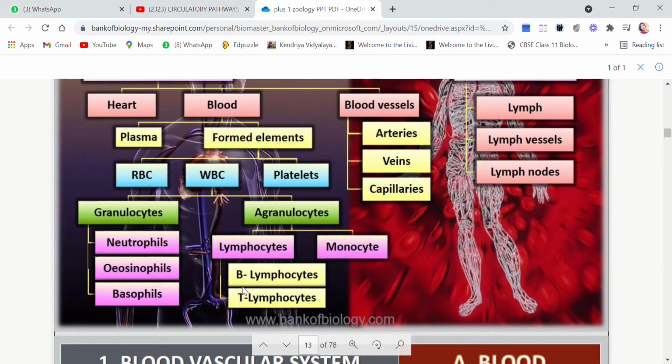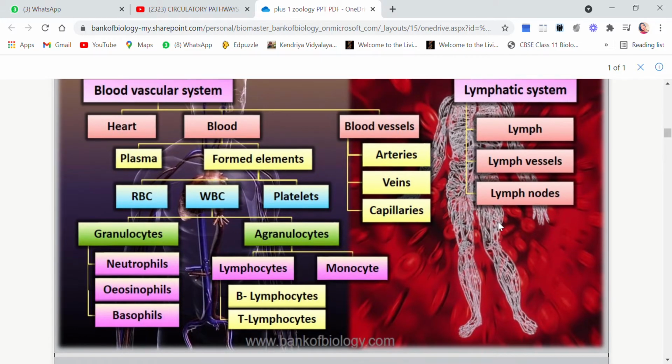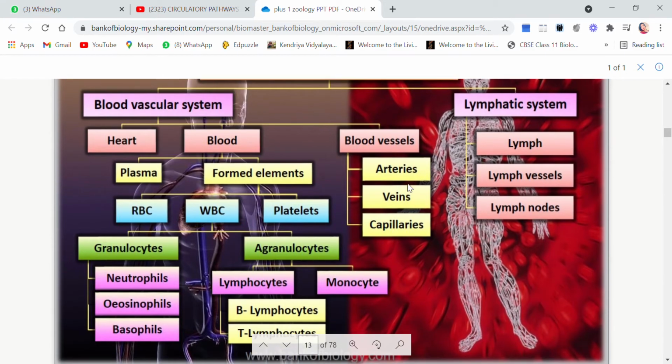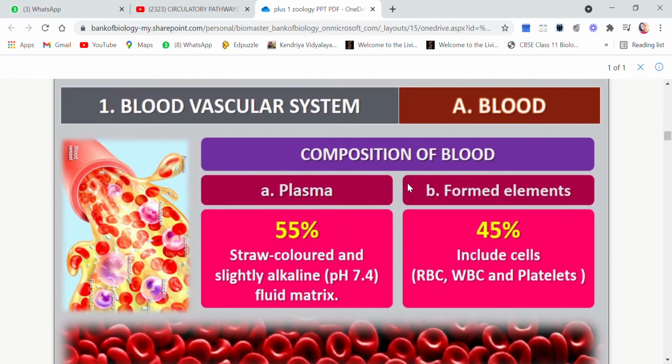So this is about the blood vascular system. Now the lymphatic system consists of lymph, which is also a fluid inside the body, lymph vessels and lymph nodes. So in this chapter we are going to do all these things in detail. So let's start with the first part of the blood vascular system, that is blood.